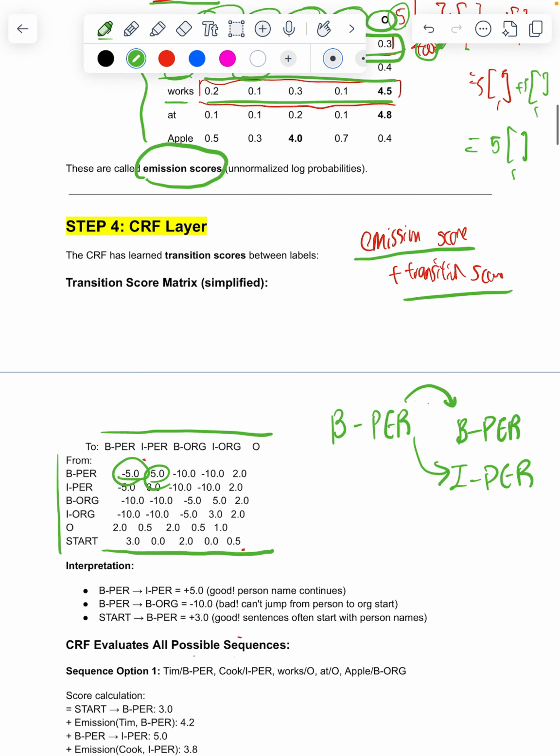You get the idea, right? Here B-PER to I-PER is 5.0, and B-PER to B-ORG is -10 because it's virtually impossible for B-PER to be followed by B-ORG. This makes no sense at all. This is wrong and this is wrong, so that's why it penalizes the model. Start to B-PER would be +3, so it's pretty good. Start to I-PER is 0 because you need a B value to start. I-ORG is also 0. Other can happen.